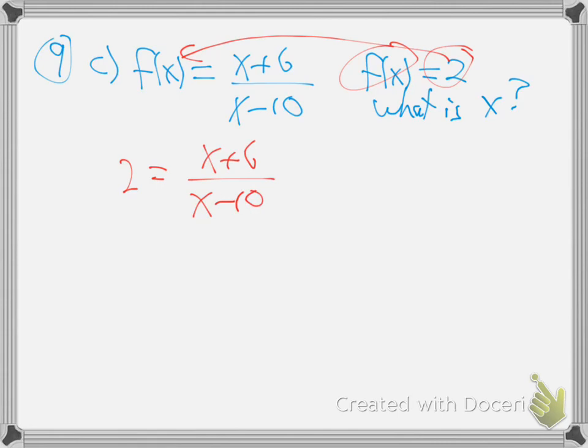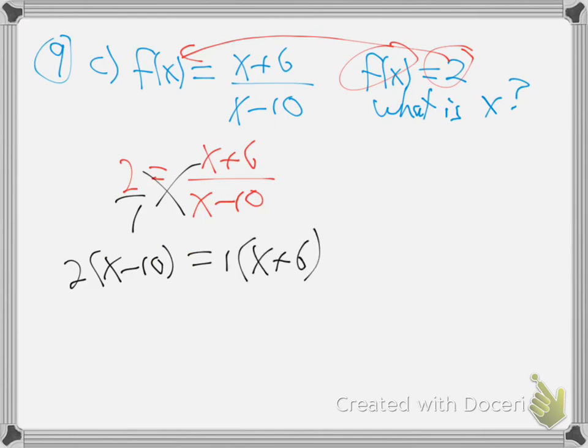I want to make sure you're algebraically comfortable. Put the 2 over 1, diagonal, diagonal. That's one way. You can just multiply by x minus 10 on both sides, same thing. So then you get 2 times (x minus 10) equals 1 times (x plus 6). Distribute: 2x minus 20 equals 1x plus 6.